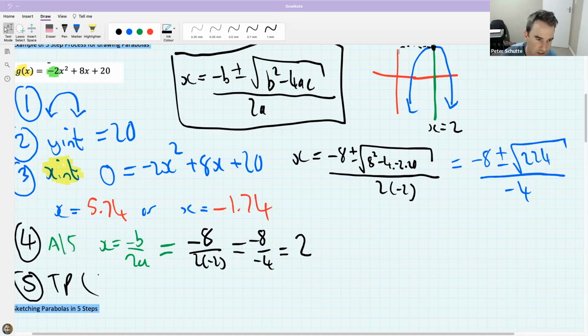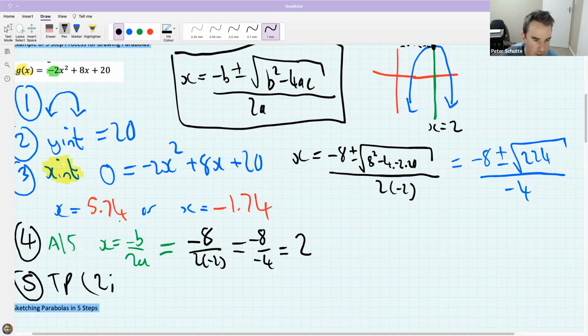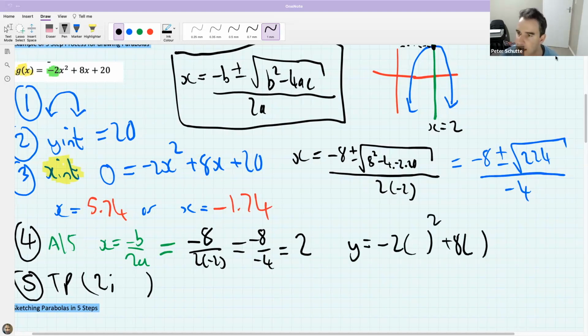And what you do for this is you sub 2 back into the original equation. So how do you do that? Well, it's going to be wherever there's an x, leave a space, and then put a 2 in there. And what are you going to get if you do that?